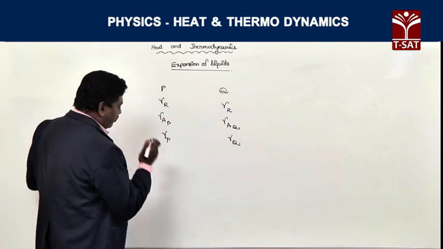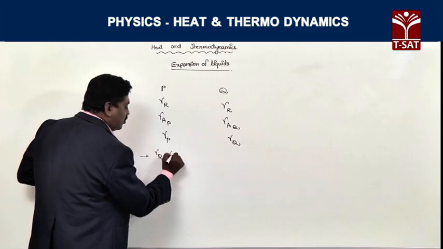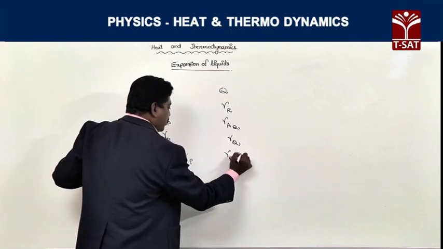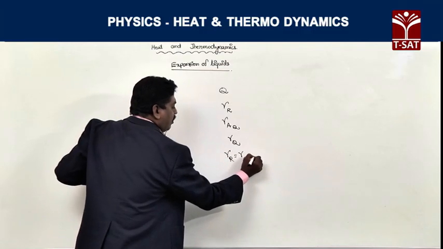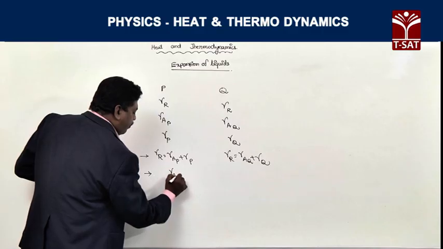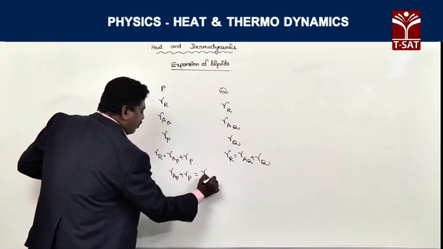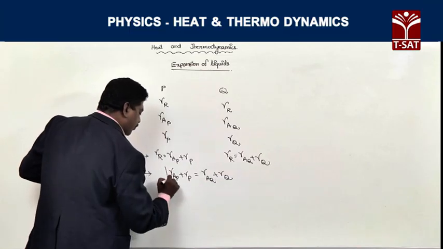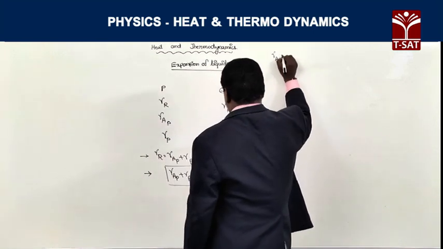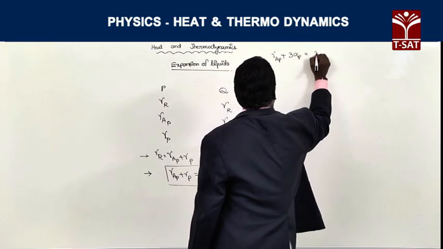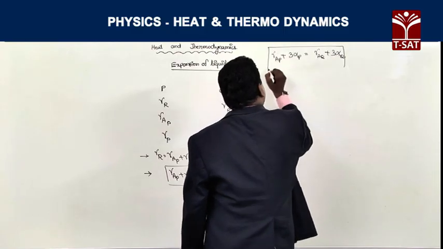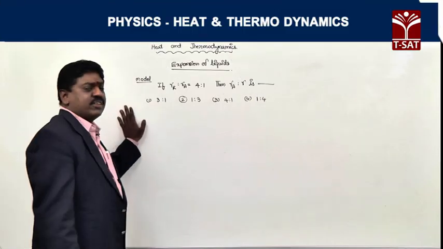Now, according to the formula, we have gamma R equals gamma AP plus gamma P, and here we have gamma R equals gamma AQ plus gamma Q. From the two equations, we have gamma AP plus gamma P equals gamma AQ plus gamma Q. Further, it can be written as gamma AP plus 3 alpha P equals gamma AQ plus 3 alpha Q. Remember this formula for doing models on this. Now let us try a model here.